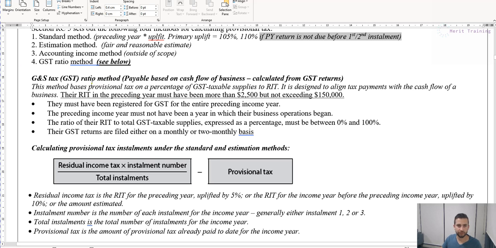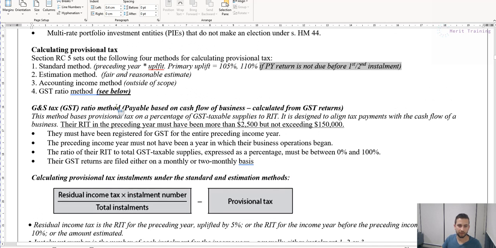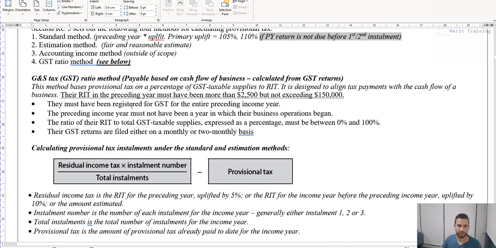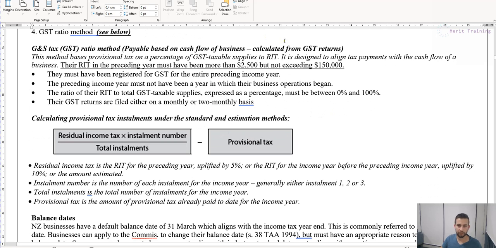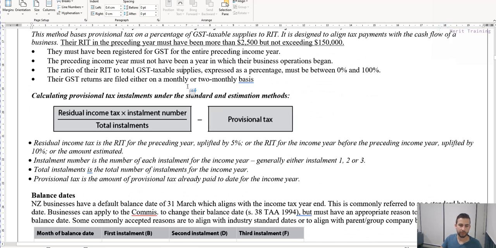So in order to use this method, the amount of installment tax paid in the previous year must have been more than $2,500 but not exceeding $150,000. The other requirements to use this method are that they must have been registered for GST for the entire preceding income year. The preceding income year must not have been a year in which the business operations began. The ratio of the RIT to total GST taxable supplies, expressed as a percentage, must be between 0% and 100%. And the GST returns are filed either on a monthly or 2-monthly basis. So if you satisfy all of the above, including the dollar amount up here, you can use this method.